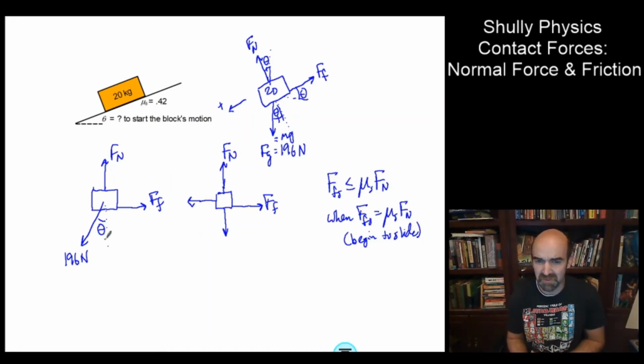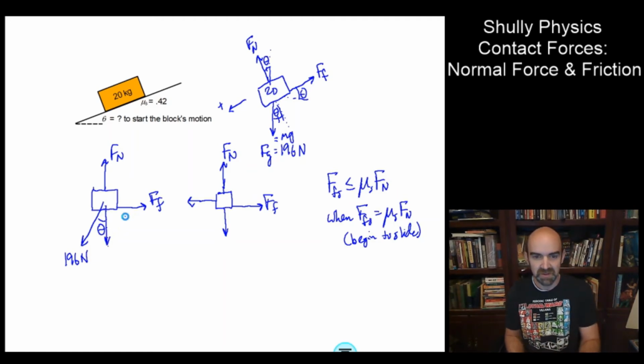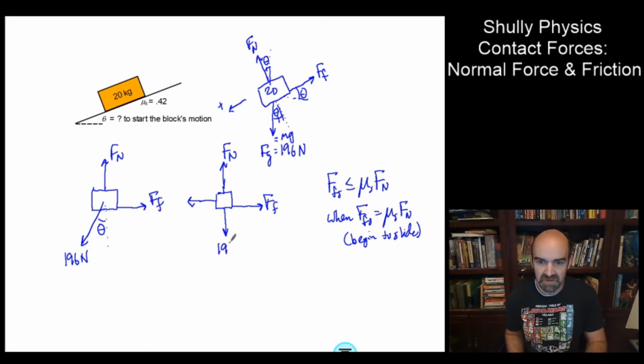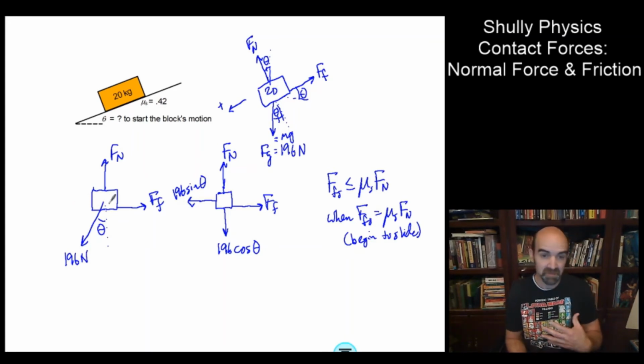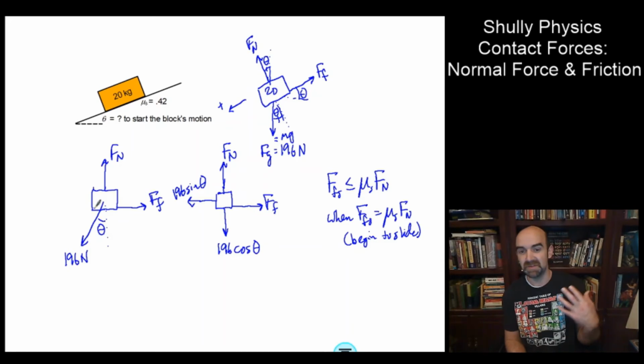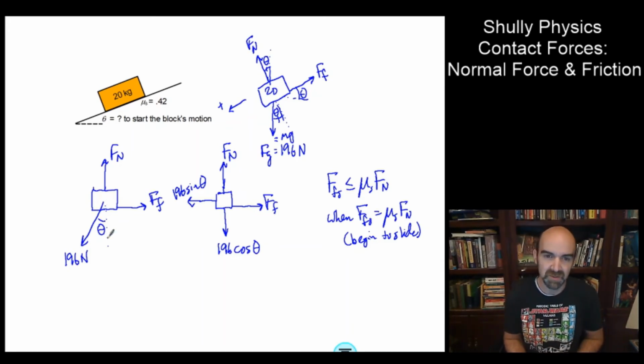This downward component of 196 is the cosine component. It's adjacent to that angle. So we're going to have 196 cosine of theta, our unknown theta, and that makes this component 196 sine theta. There's another familiar thing: the component parallel to and down the ramp is the sine component, and the component into the ramp is the cosine component. So now we can sum the forces in the y direction and the x direction.